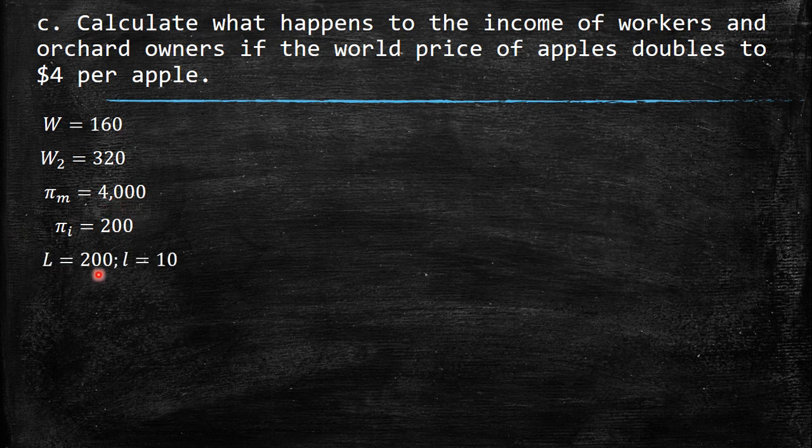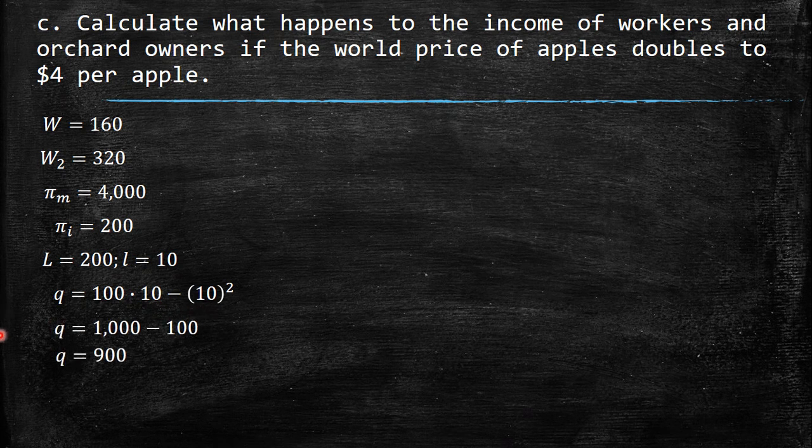So here we have L of 200 total, and for each orchard we have 10. Then we just replace in the production function of each orchard. So we have 100 times 10 minus 10 squared, and then we finish this one. The production for each orchard is exactly the same. Then the production of the total orchard is 18,000.